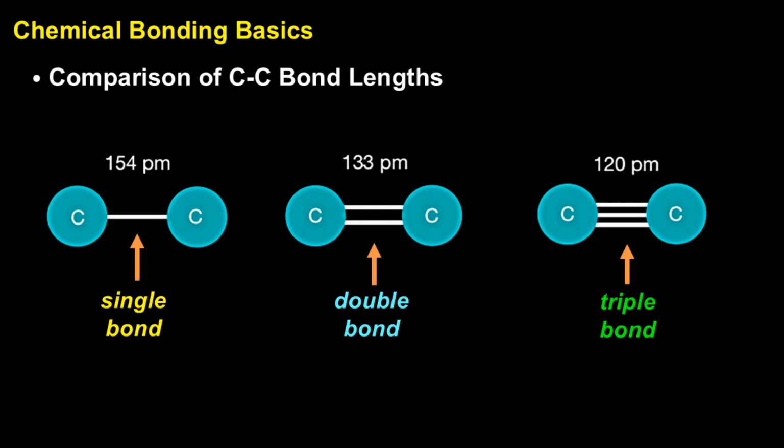Now, looking at it from the bond order perspective, bond length depends on how many electron pairs are shared between the atoms. A single bond involves just 1 sigma bond. A double bond has 1 sigma and 1 pi bond, and a triple bond has 1 sigma plus 2 pi bonds. The more bonding interactions there are, the more tightly the atoms are pulled together. So the trend in bond length is pretty straightforward.